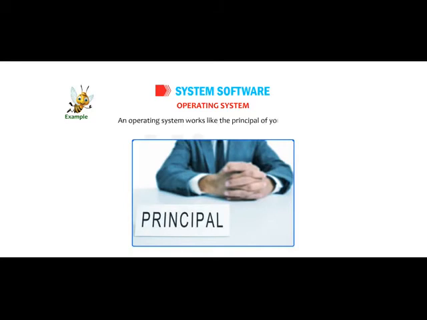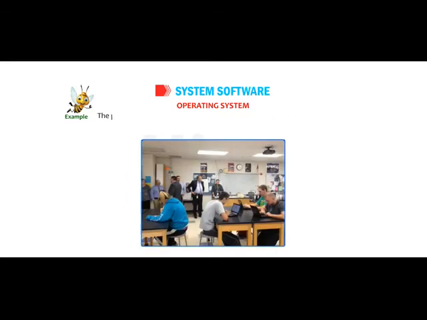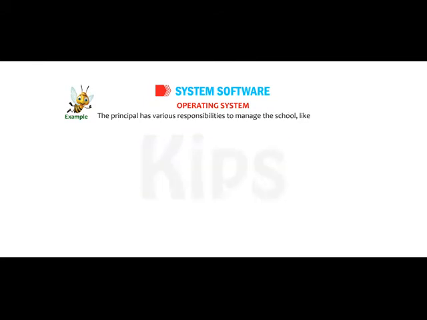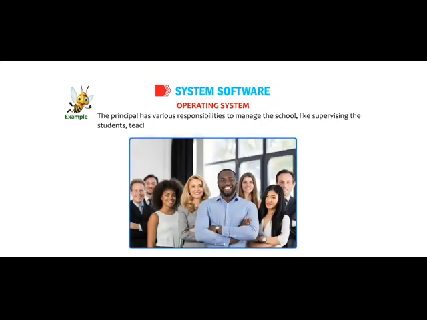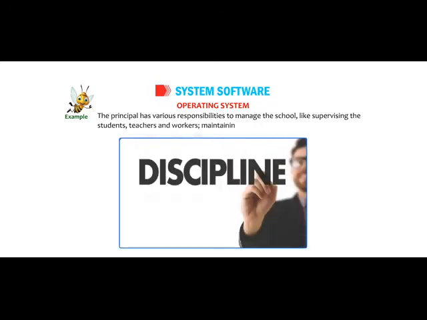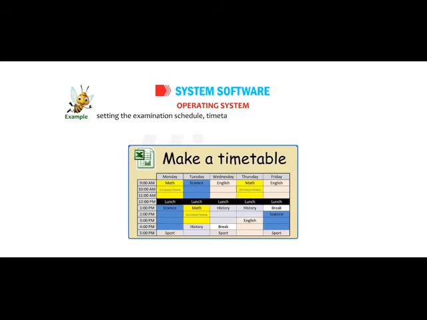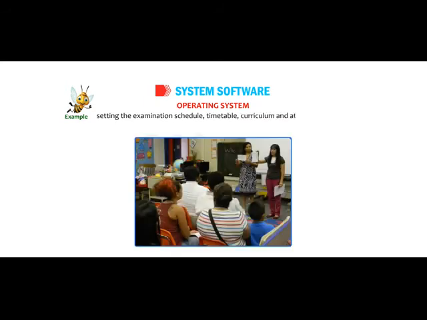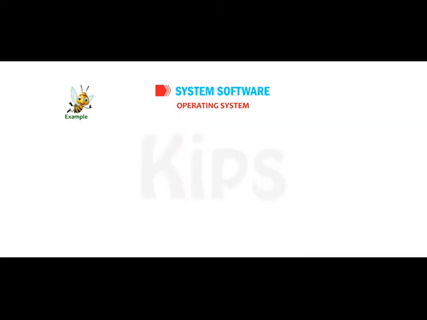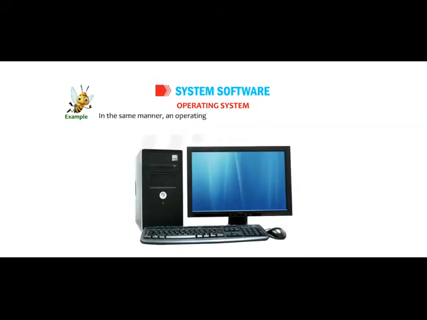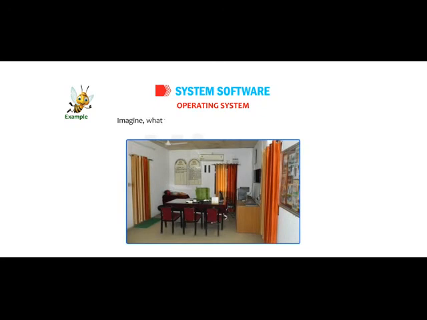An operating system works like the principal of your school. The principal has various responsibilities to manage the school, like supervising the students, teachers and workers, maintaining discipline, setting the examination schedule, timetable, curriculum, and attending to parents and visitors, etc. In the same manner, an operating system performs various functions to manage the working of a computer.